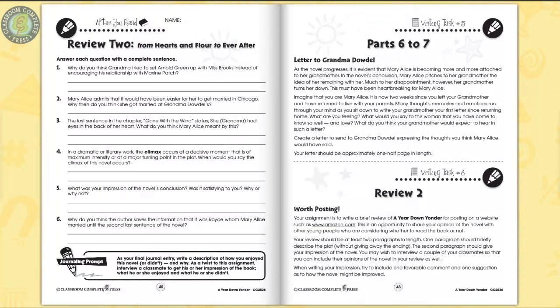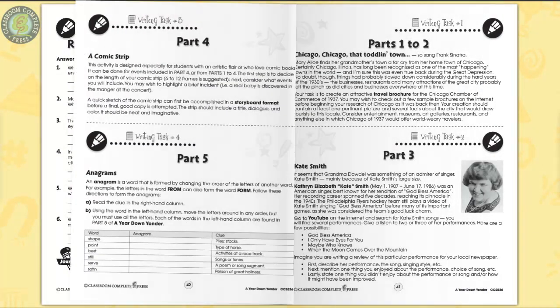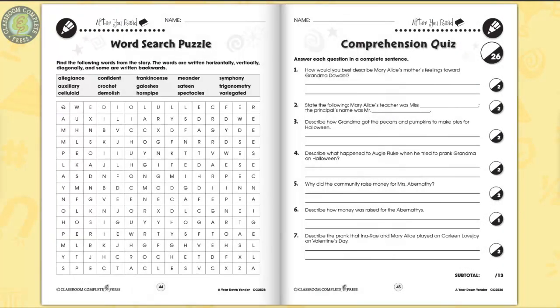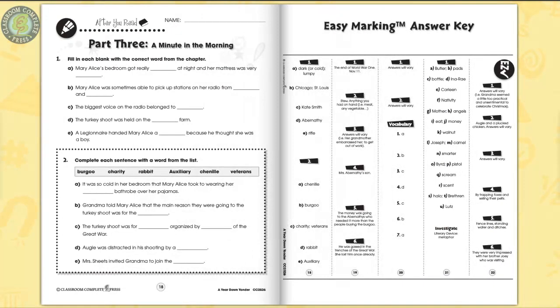Supplement an existing unit with in-depth writing tasks, such as creating a travel brochure for Chicago, Illinois. A word search puzzle and comprehension quiz ends the unit. The easy marking answer key works by lining up perfectly with the matching question pages.